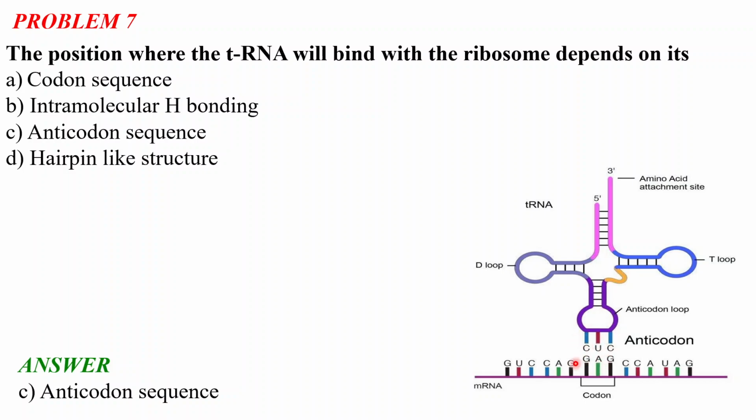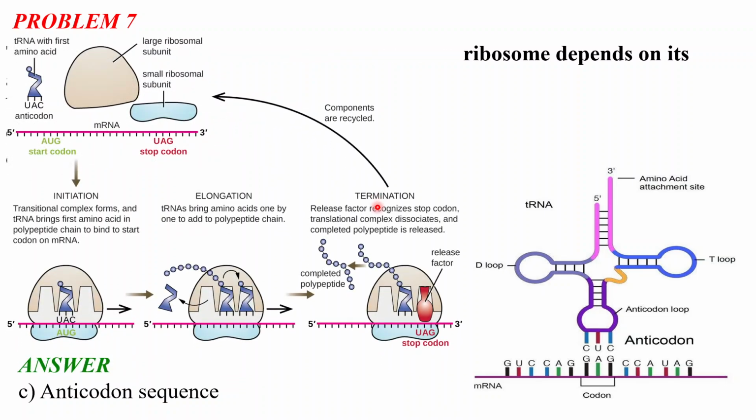And why is it called the anticodon? Because it is complementary to the codon sequence on the mRNA. The position where the tRNA will bind on the ribosome depends on this particular anticodon sequence. Now, how does the translation process happen? I will give you a brief overview. First, we have the ribosome, which is important in protein synthesis. The ribosome has a large subunit and a small subunit.